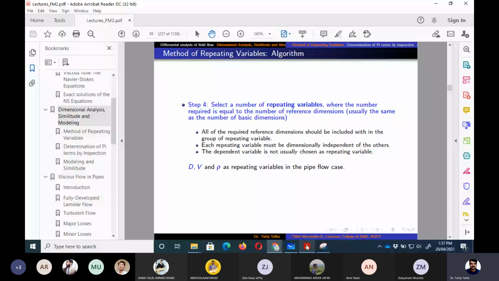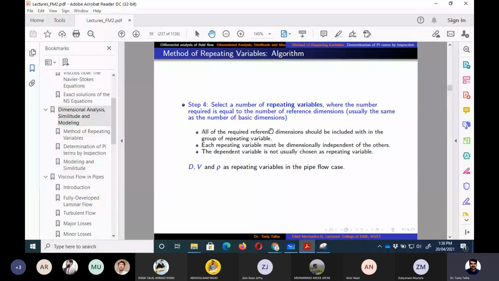Okay. And the third one is, the dependent variable is not usually chosen as a repeating variable. It means that if the drag force is the dependent variable, the variable on the left hand side of the functional form, that is not usually chosen as a repeating variable, because we only need one pi term on the left hand side for that, right? Because we are going to conduct an experiment to determine that variable. So it should appear in only one pi term, which is on the left hand side.